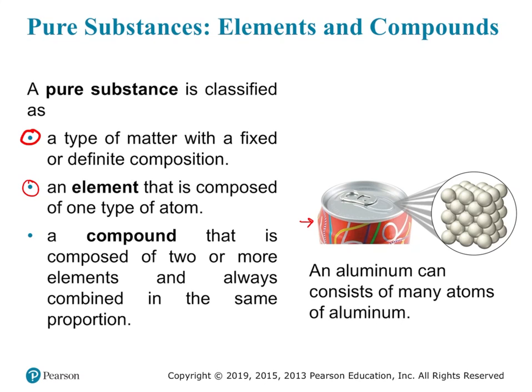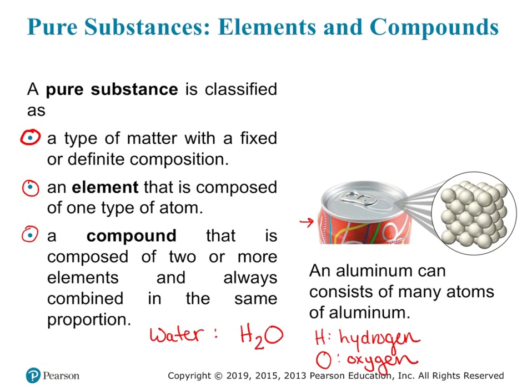Or a pure substance could be a compound that is composed of two or more elements or types of atoms. And they're always combined in the same proportion. So a really good example of a compound is water. So water has a chemical formula H2O. Now H2O is a compound because it has two different elements, hydrogen and oxygen. So H stands for hydrogen, and there are two of them. And then O stands for oxygen. So there are two different elements, which means that that is a compound.